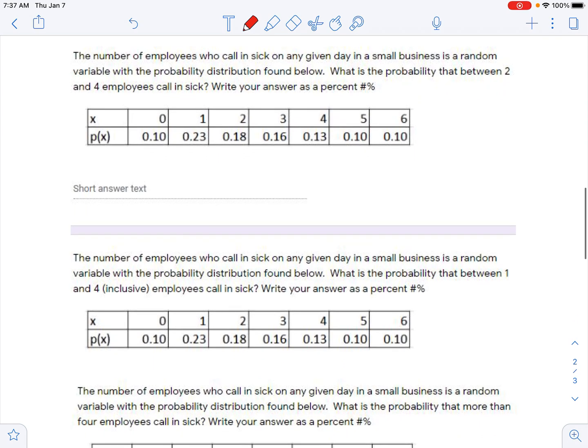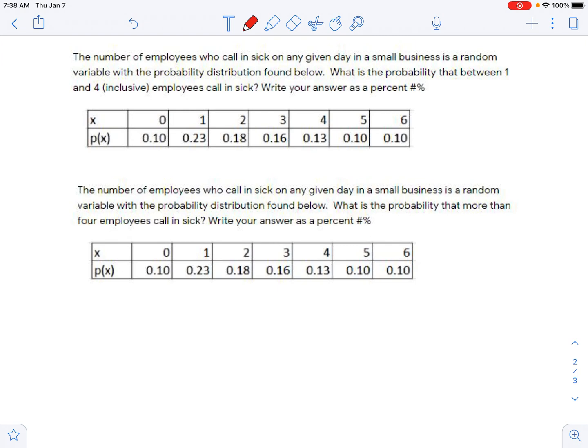If you go to the next one, okay, what's the probability that between 2 and 4 call in sick? Well, between 2 and 4, it's not inclusive. So the only thing that's between 2 and 4 would be 3, so that would be 16%.